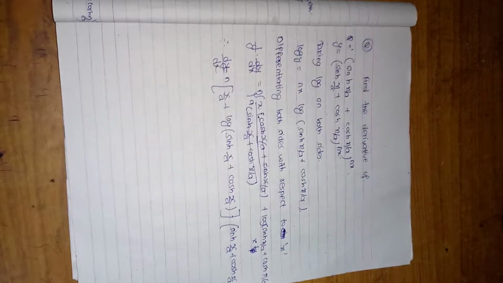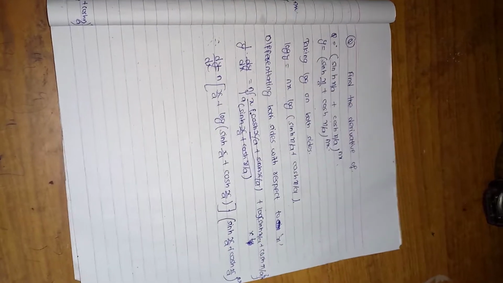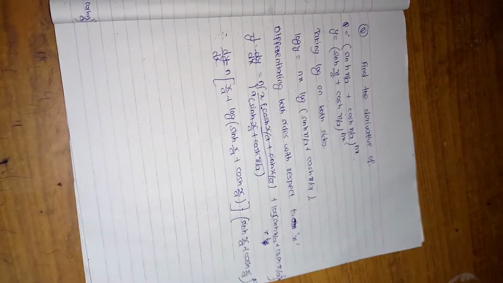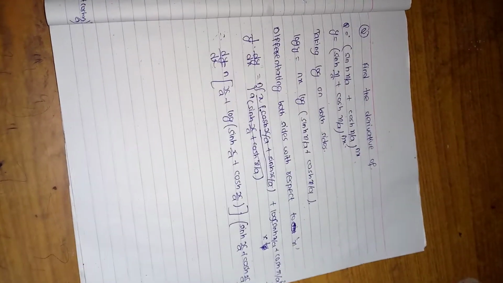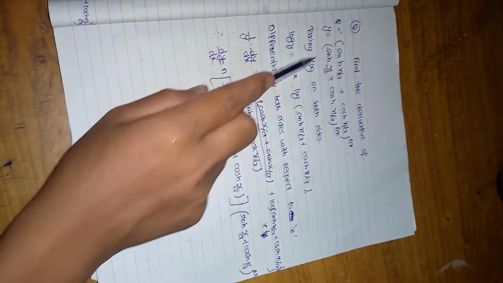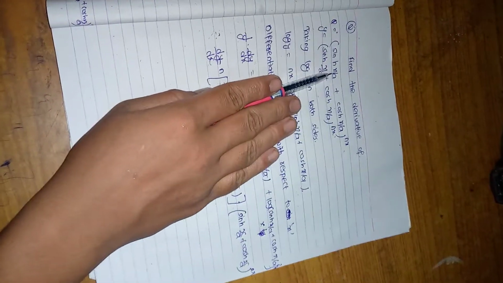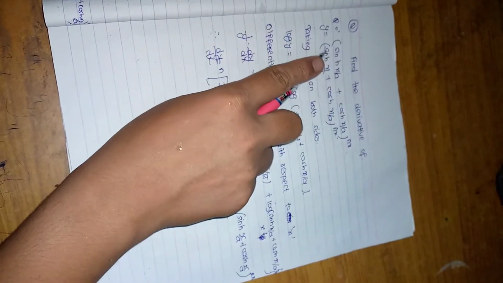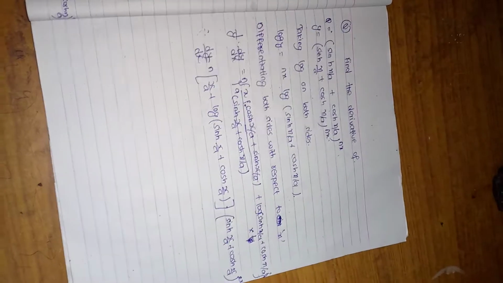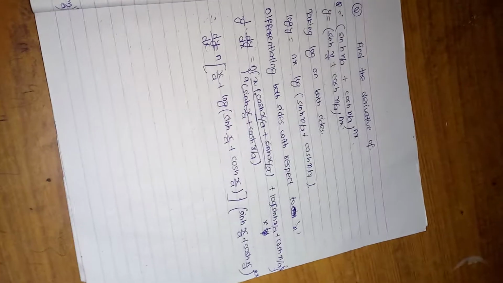Hey guys, we are going to solve a question from the chapter derivative. And the question is like this. Find the derivative of (sinh(x/a) + cosh(x/a)) to the whole power n times x.